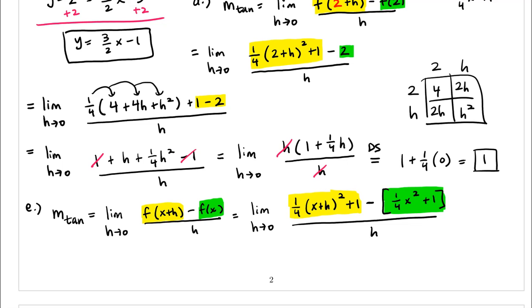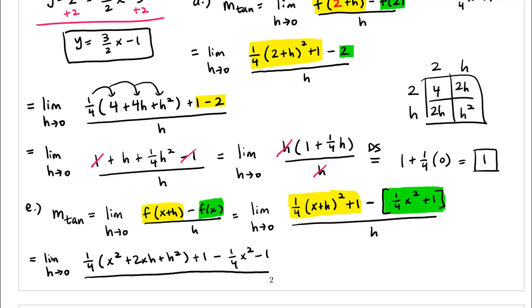All right, let's go about simplifying this. So we have equals the limit as h approaches 0. I want to expand x plus h squared. Again, you can either FOIL or use the box method, whatever your heart desires. And then I have plus 1 minus 1/4 x squared. I'm distributing the negative sign, so that's going to leave us with that.